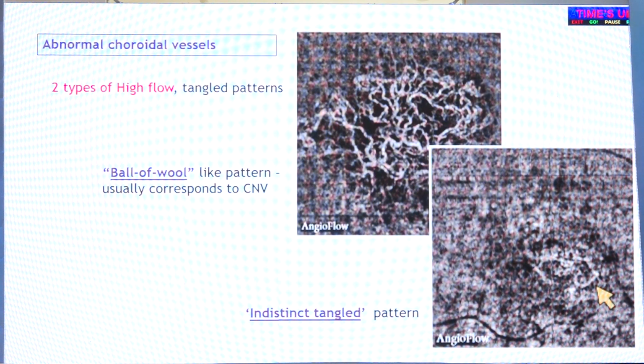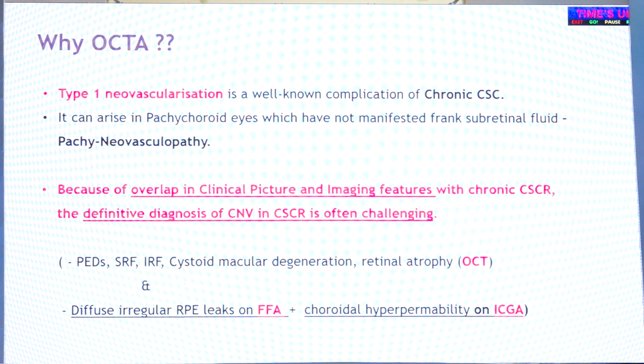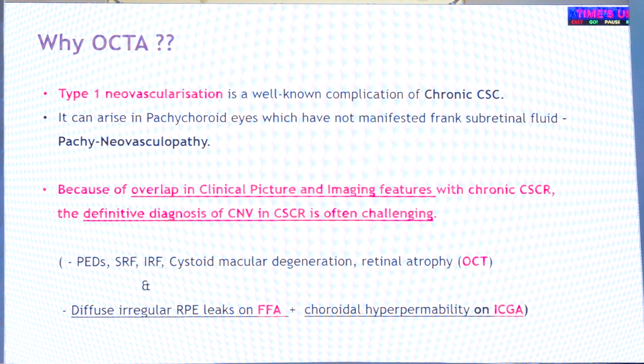And abnormal choroidal vessel, again a finding in chronic CSC, where you have this ball of wool pattern or an indistinct tangle pattern. These are the two patterns seen in chronic CSC when you have a type 1 CNVM associated in chronic CSR. So why do you need OCTA in CSC or in chronic CSC? Because type 1 neovascularization can be present in chronic CSR, especially in the setting of intraretinal cystoid spaces.